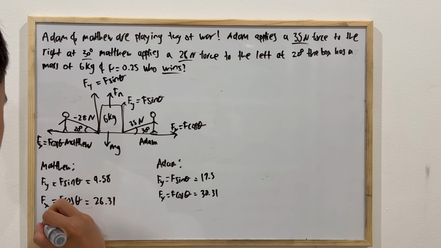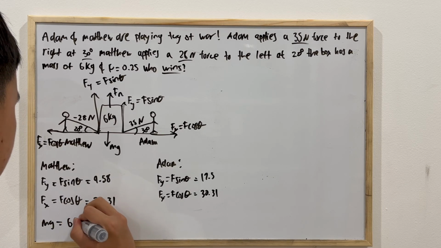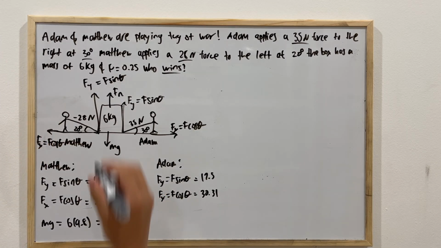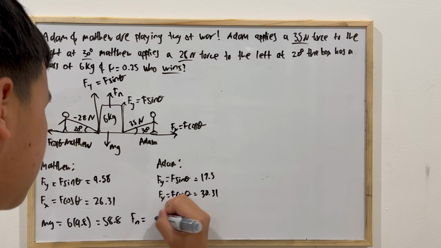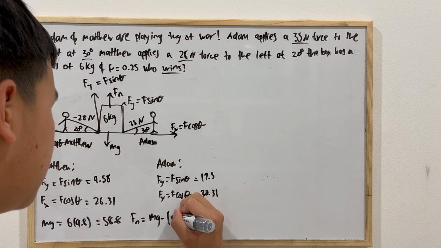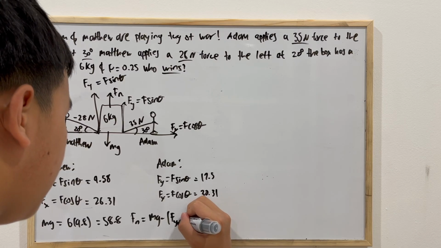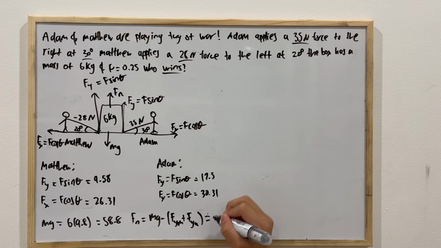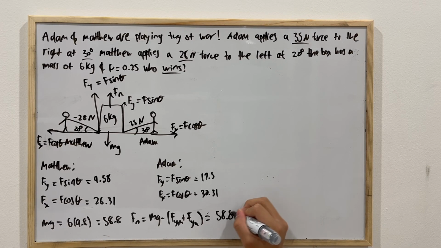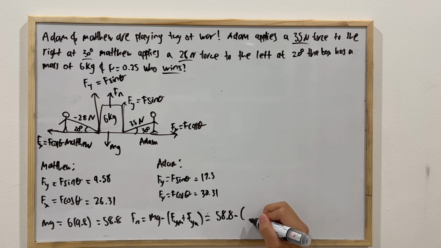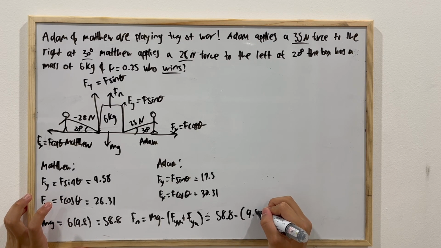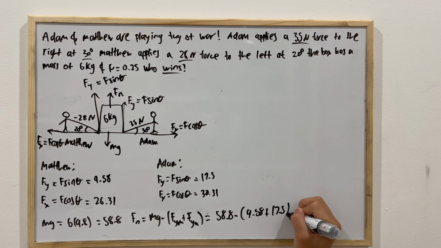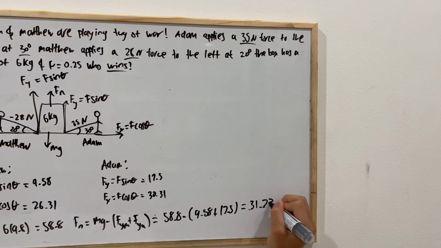So let's just find the mg value first, which is going to be 6 times 9.8. It's going to be 58.8. Also sharing a normal force value, which is going to be mg minus Fy of Matthew and Fy of Adam. The normal force here is going to equal 58.8 minus Fy of Matthew, which is 9.58, plus Fy of Adam, which is 17.5. So this is going to be 31.72.